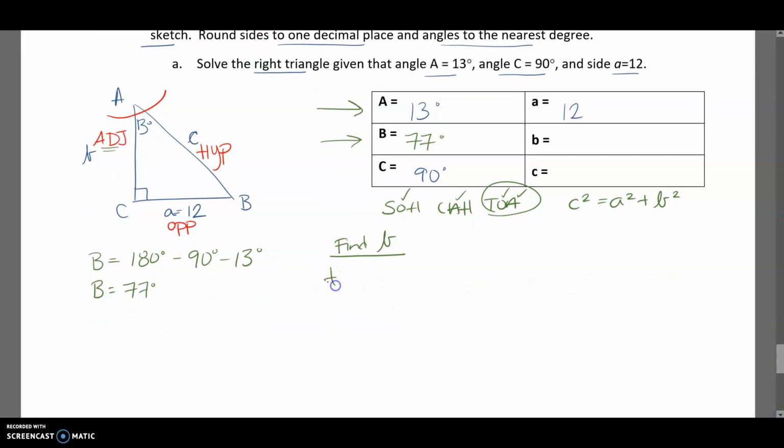From your formula sheet, tan of an angle is the opposite side over the adjacent side. From the question, putting in what I know, tan of 13 degrees equals my opposite side, 12, over my adjacent side, side b. We can rearrange here to solve for b. We can think of this as cross multiplying. I'm dividing by b on the right side of the equation, so I multiply on the left. So b times the tan of 13 degrees equals 12. To get b by itself, I divide each side by the tan of 13 degrees.